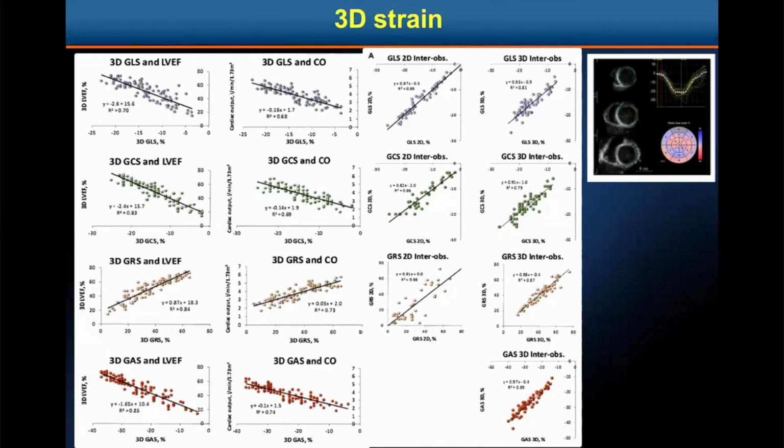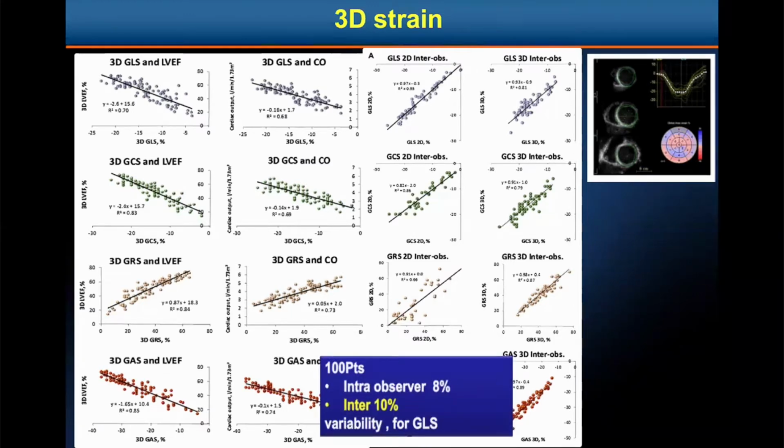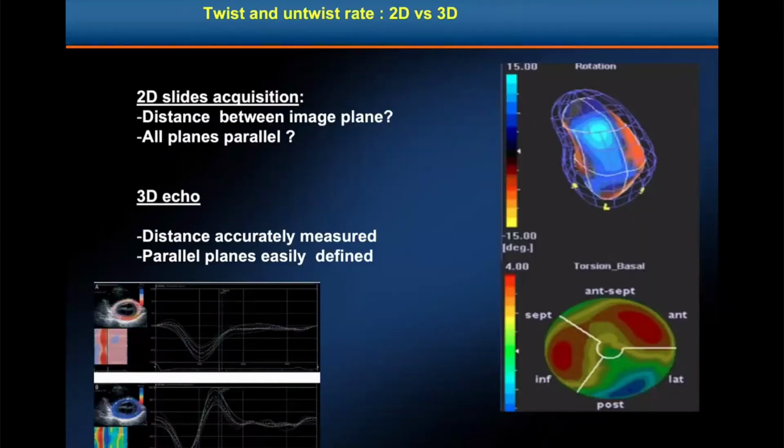The three-dimensional strain is also correlated very well with the ejection fraction, the cardiac volume output, from the global circumferential strain. Radial strain is also correlated very well. This is the inter-observer analysis published in JASE in 2012. Inter-observer variability is very low for the global longitudinal strain.